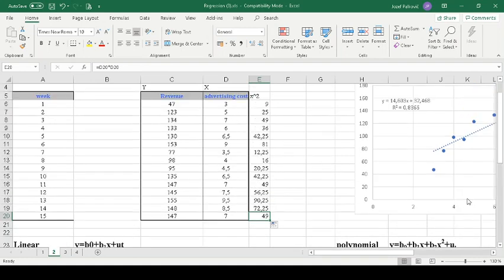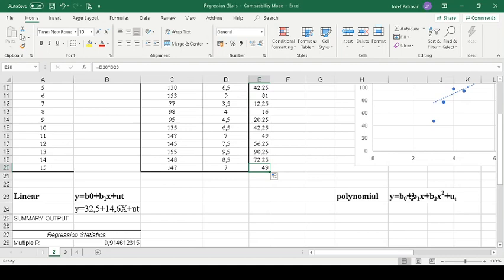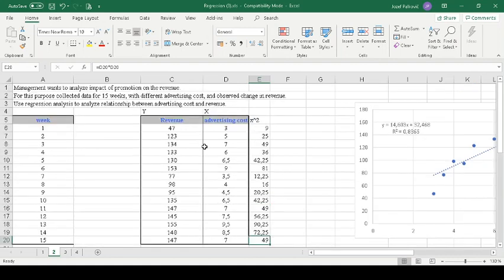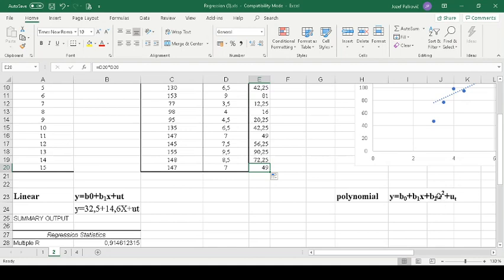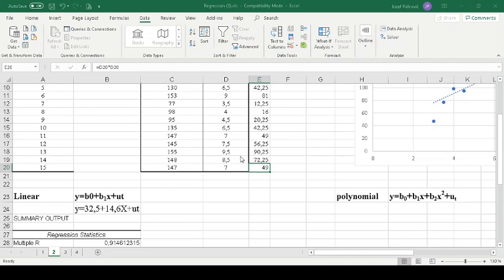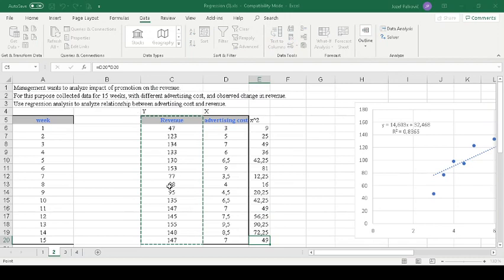So if you look into this function, everything which is on the left side, we have revenues. Everything which is on the right side, we have advertising costs and advertising costs squared, which means we can estimate this functional form. So once again, open data analysis regression. Revenues will be the same, so revenues are already selected, and we will select advertising costs and advertising costs squared into one range. So it has to be selected at once.